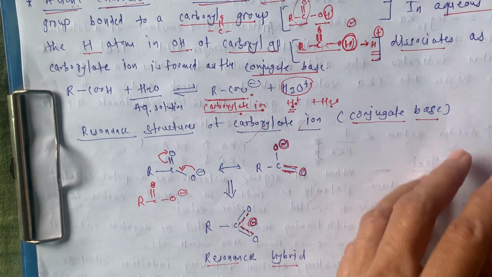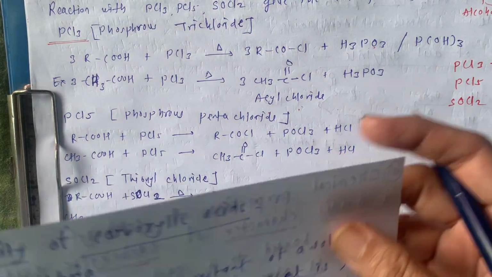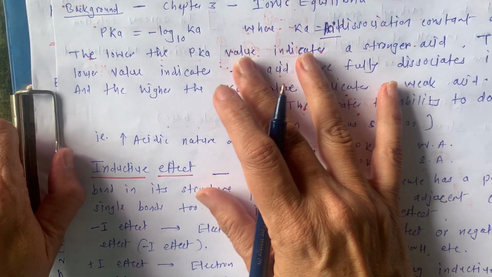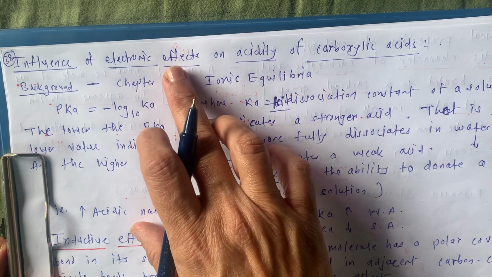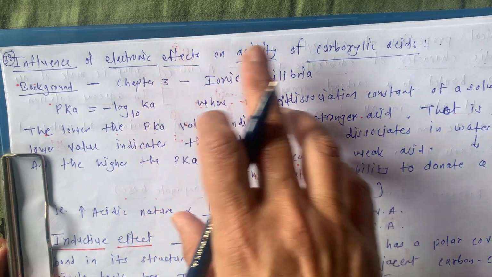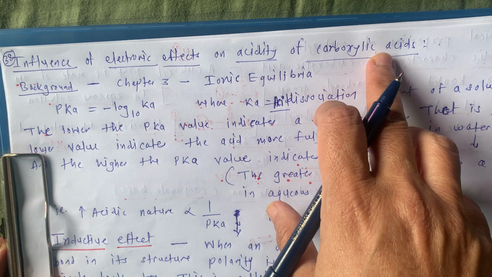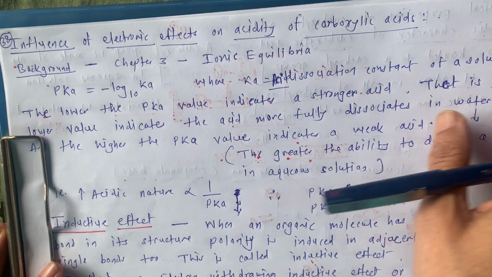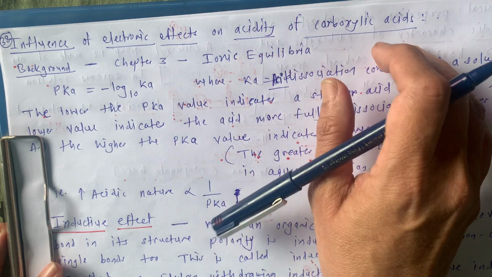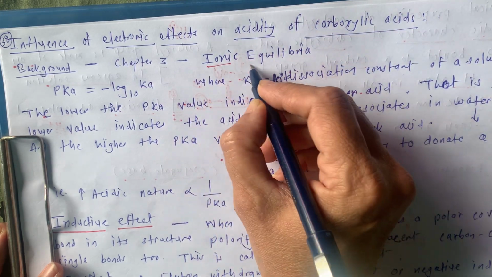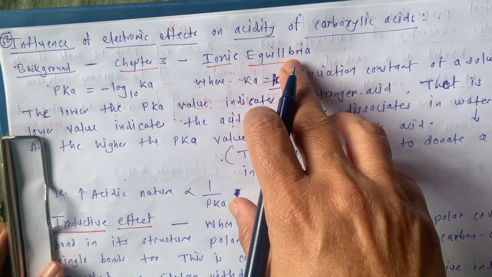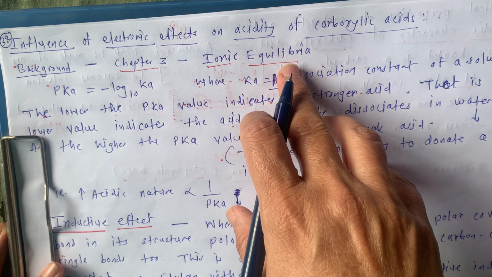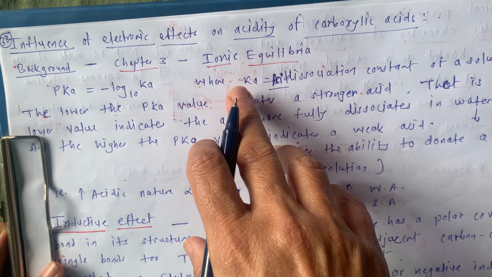Now next, the influence of electronic effects on the acidity of carboxylic acids. There are different influences, and these influences are nothing but the electronic effects, and they determine the acidity of the carboxylic acid. First of all, we have to know some background about this topic, which you are going to study in chapter number 3, ionic equilibria, where you will study pH, pOH, pKa, pKb, like that.